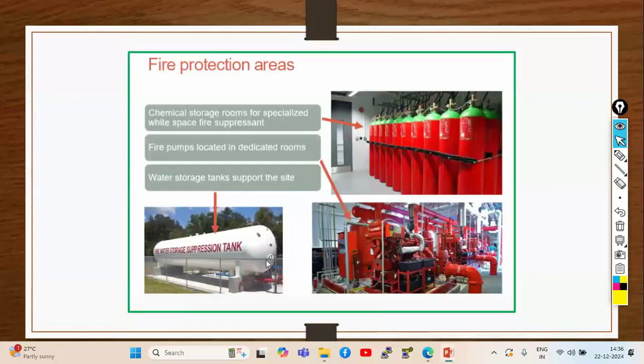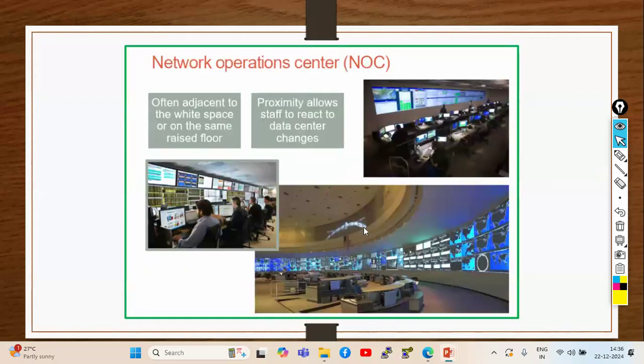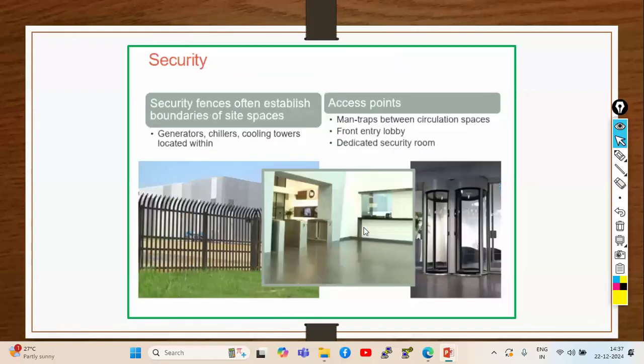So fire protection is one of the components which will be there in the data center, because fire could be due to electrical issues or the air conditioning. If any fire happens, fire extinguishers will be available at the data center to mitigate it. Then there are office spaces, where people are needed to manage and maintain whatever we discussed. And this is one network operation center where the technicians will be sitting and managing those devices.